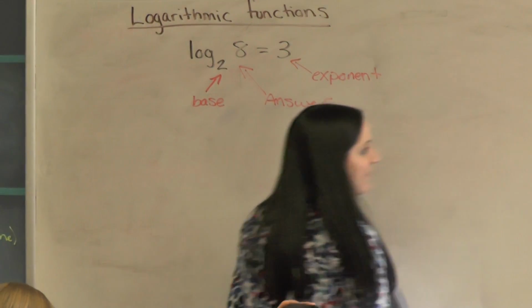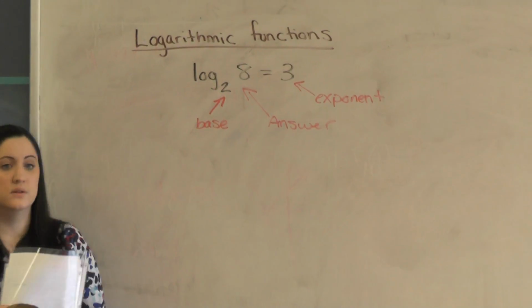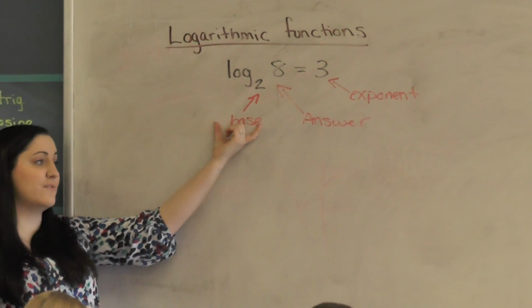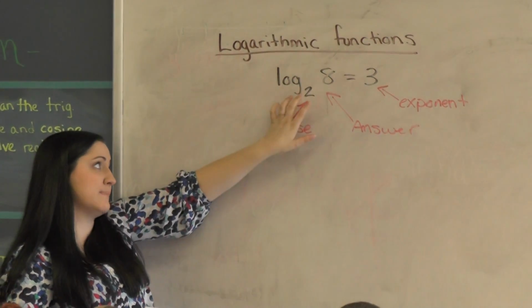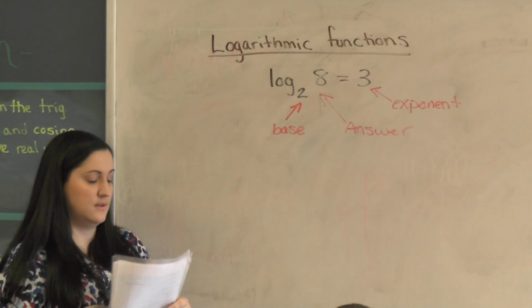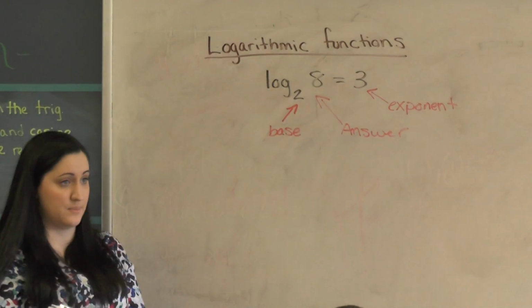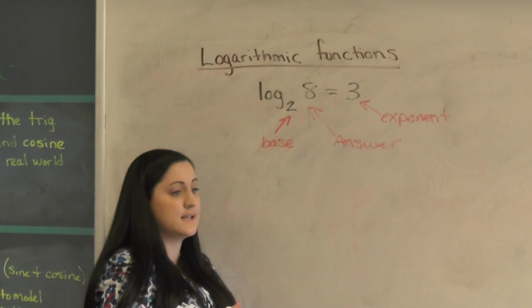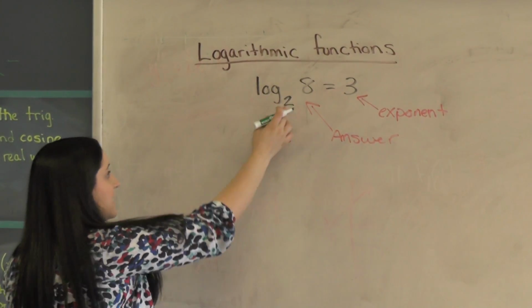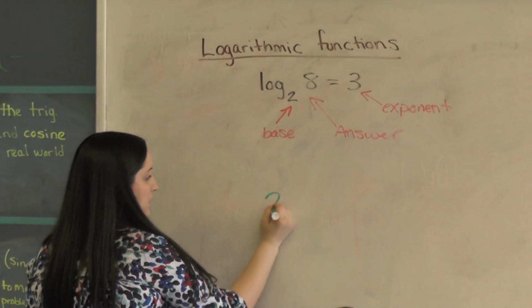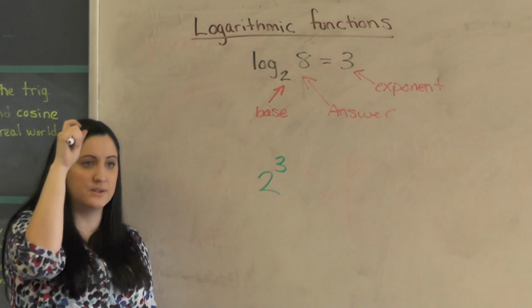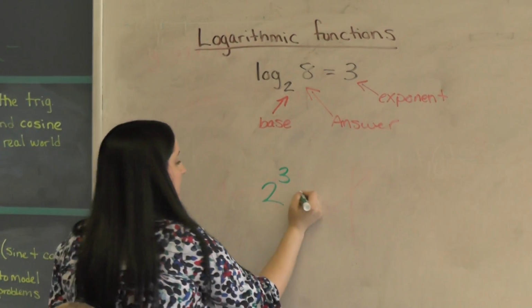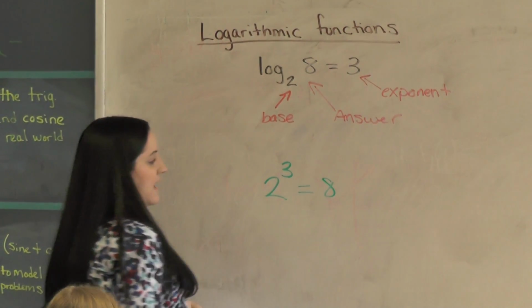Okay, so what do I mean by that? This is my base, no matter if it's in logarithmic form or if it's in exponential form. This is always my base. Whatever that number is in that spot is going to be my base. So in this case, my base is 2. My exponent is 3. Remember, exponent is the little number up top. And then my answer is 8.